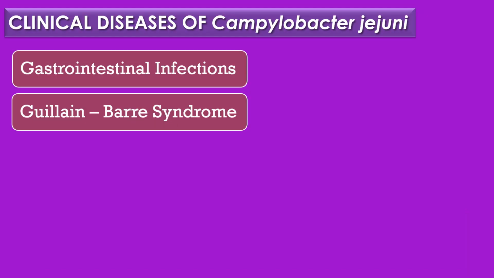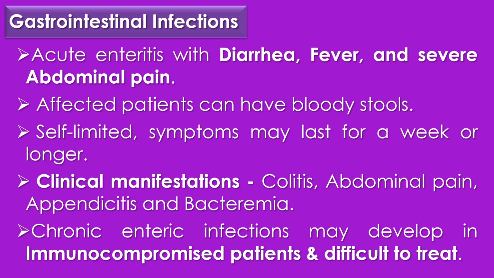Campylobacter jejuni is responsible for causing two clinical diseases. The first clinical disease is gastrointestinal infections and the second clinical disease is Guillain-Barré syndrome. The first clinical disease caused by Campylobacter jejuni is gastrointestinal infections. Gastrointestinal infection with Campylobacter jejuni most commonly presents as acute enteritis with diarrhea, fever and severe abdominal pain.